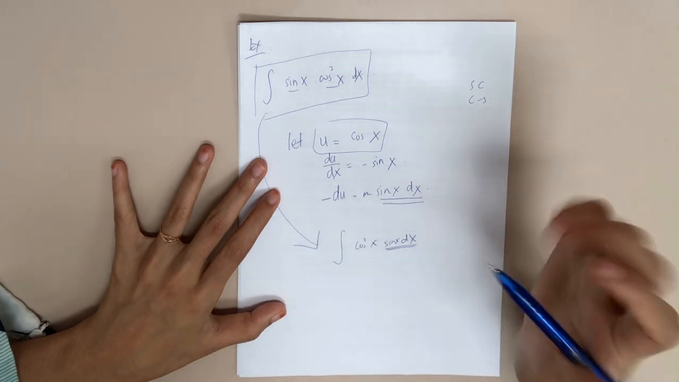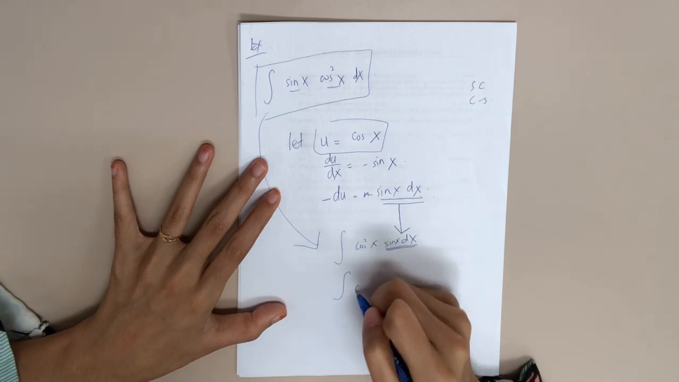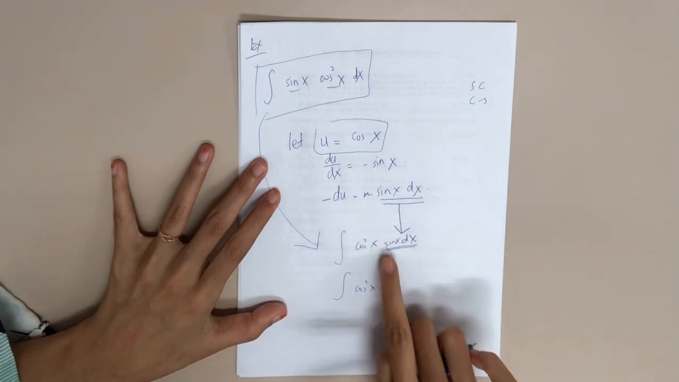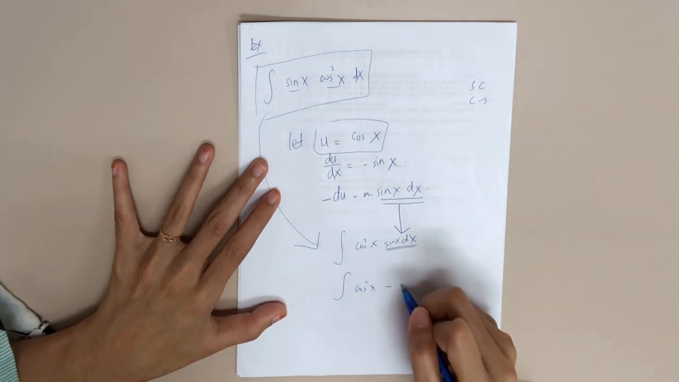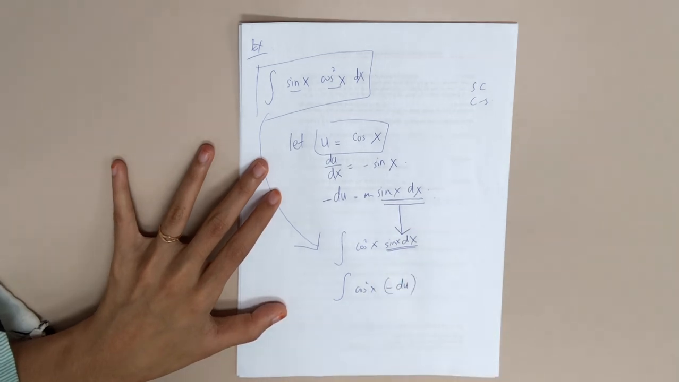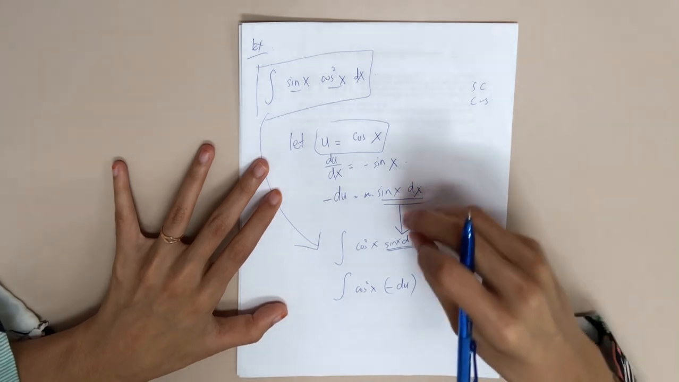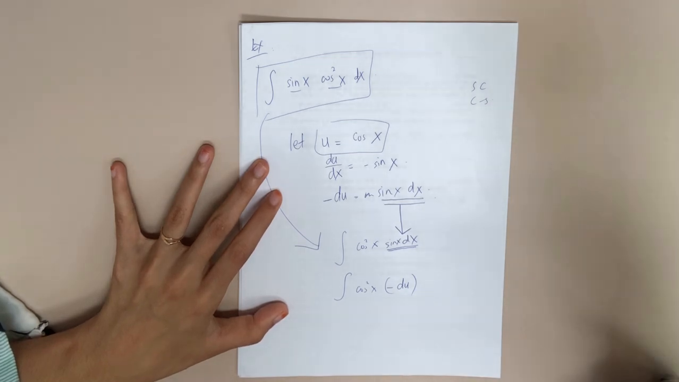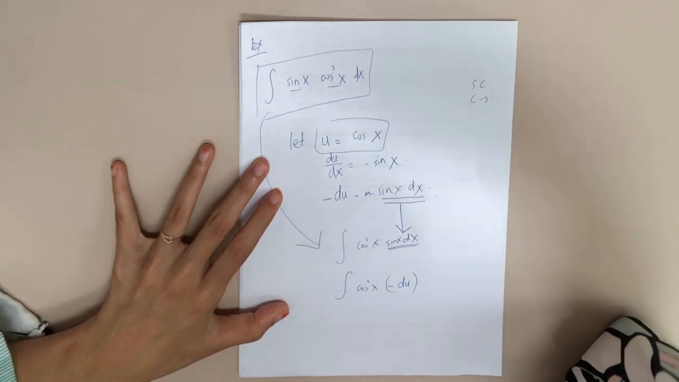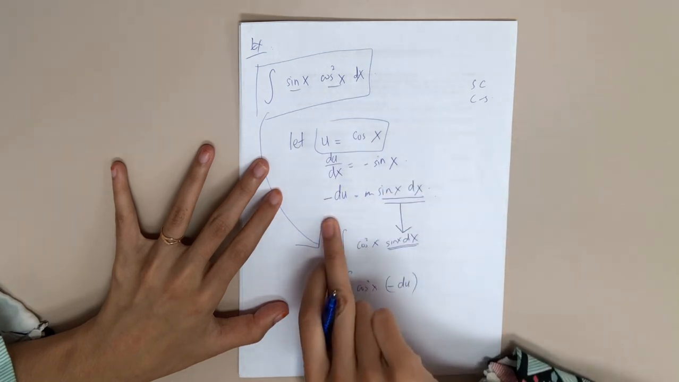So what we do next is you just replace this one. Cos square x, sin x dx is no longer sin x dx. It will be negative du. Okay, negative du. I just replace. I don't want x because, like I said just now, we want to make x disappear. So we do it slowly, one by one. So we replace all the sin x dx here with the negative du.